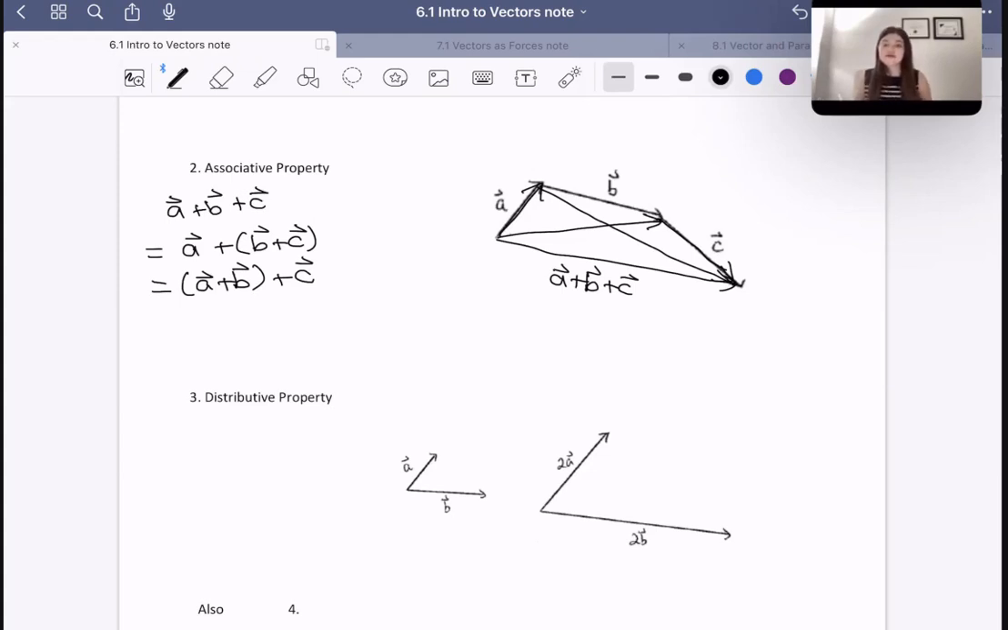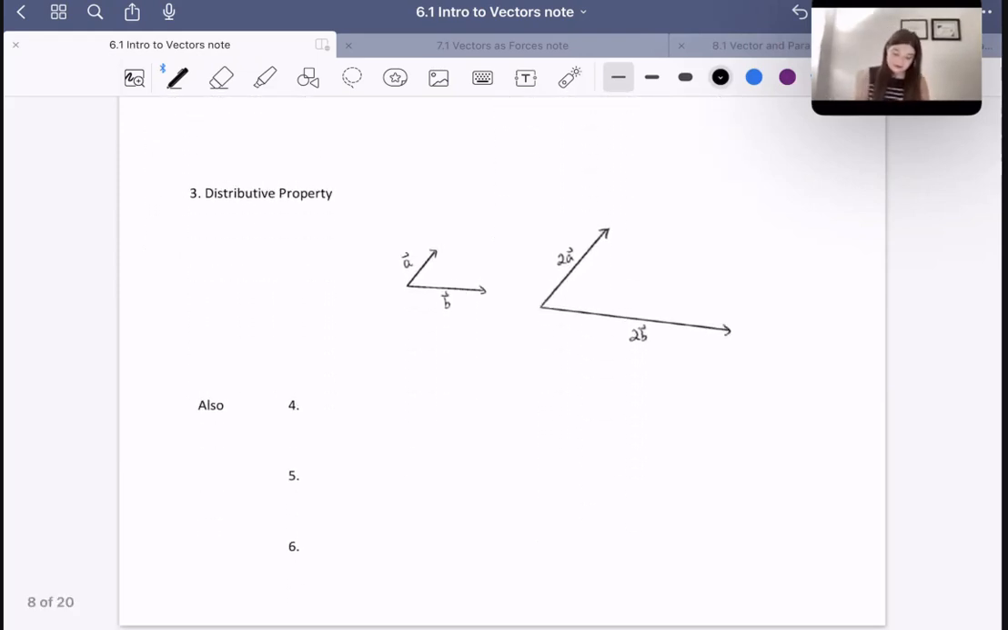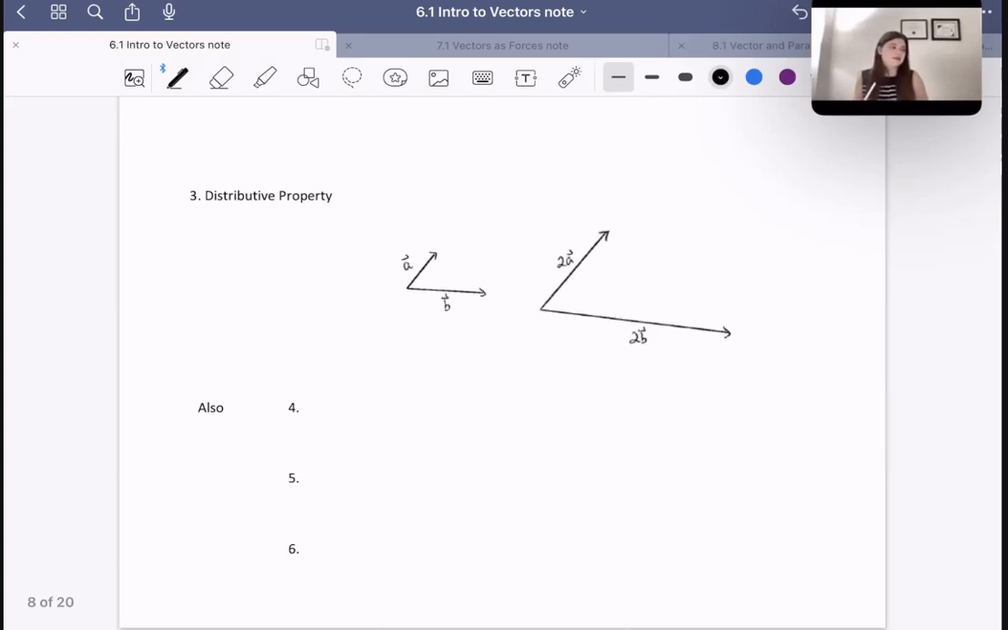Now, the distributive property, this also holds when it comes to vectors. You're probably very familiar with this from maybe middle school, maybe around grade 7 or 8, where we have the distributive property with regular numbers that states that if we have something like this with regular numbers, we can distribute through. And the same holds true with vectors.